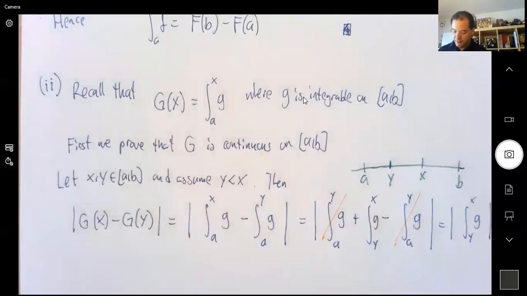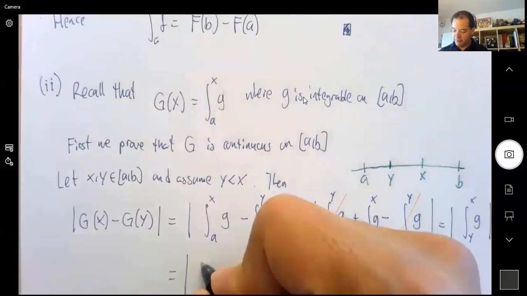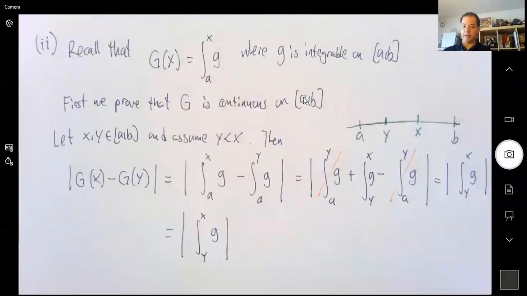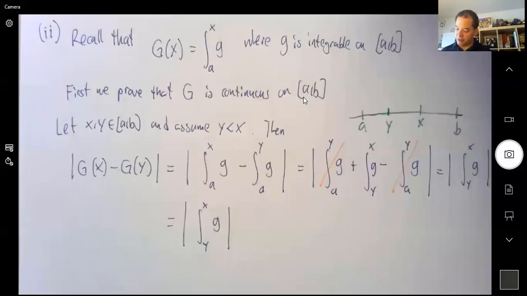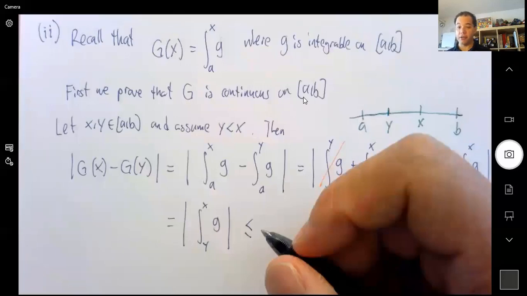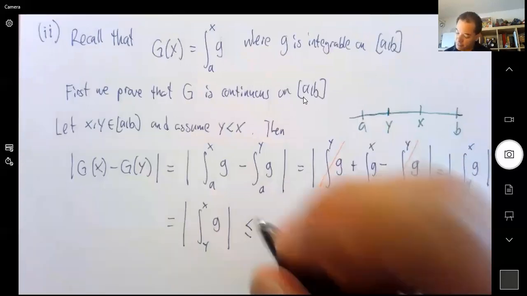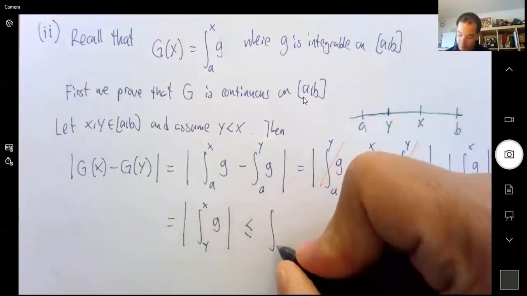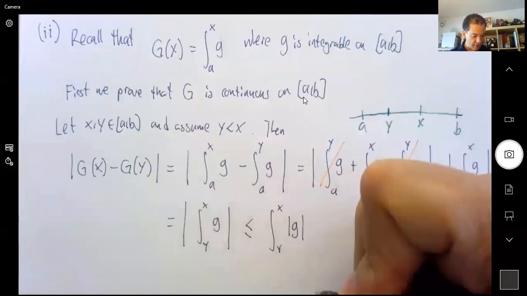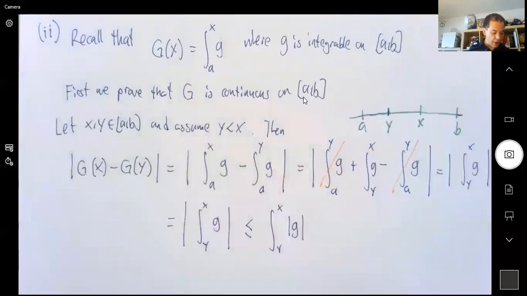Well then, let me put it here. This is the integral from Y to X. And then I'm going to use again what we did last class, the triangle inequality for integrals. So this will be less than or equal to the integral from y to x of the absolute value of the function g, right? And why are we doing this?